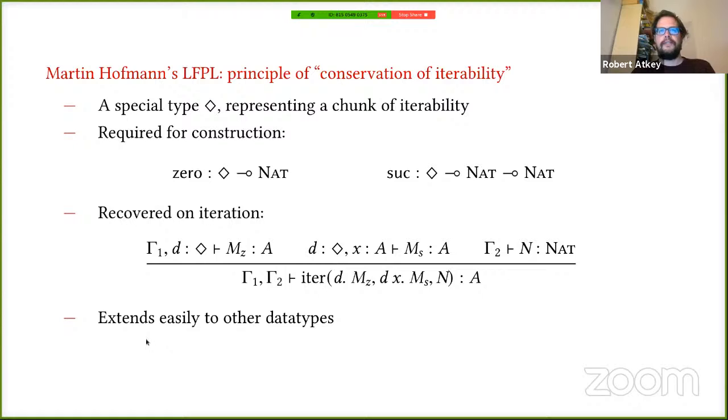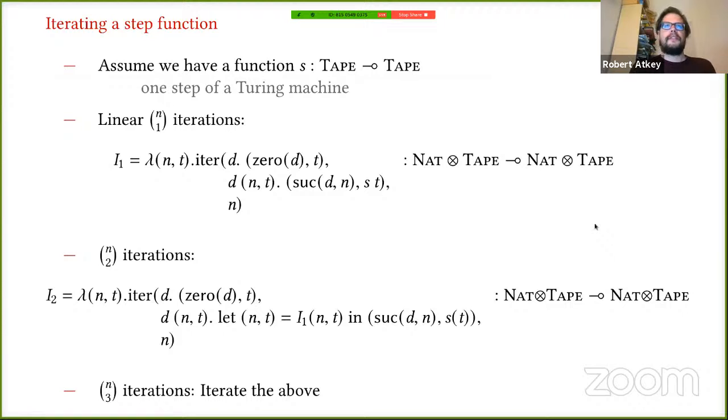If we have trees with leaves and branches, then we can pay a diamond to build a leaf, and we can pay a diamond to build a branch or a node. Again, I'll show you later on why this is sound. But again, we can see that it's complete. Assume we have a function S that takes us from tapes to tapes, one step of the Turing machine. Then we can build up a linear, or n choose 1, iteration.